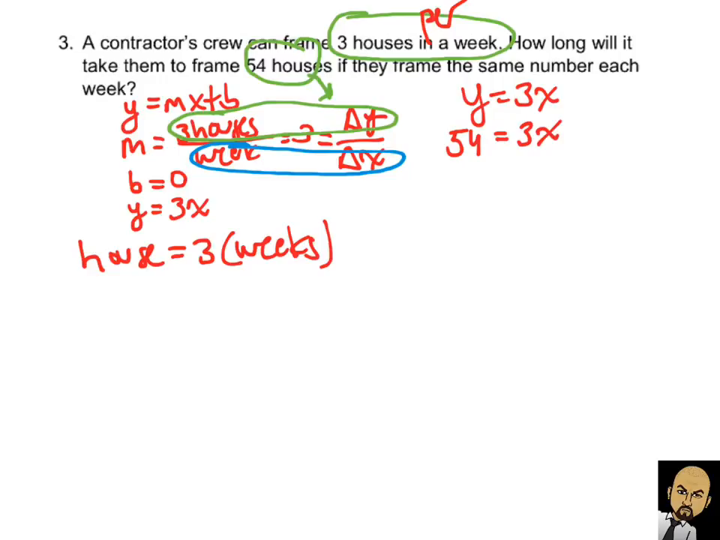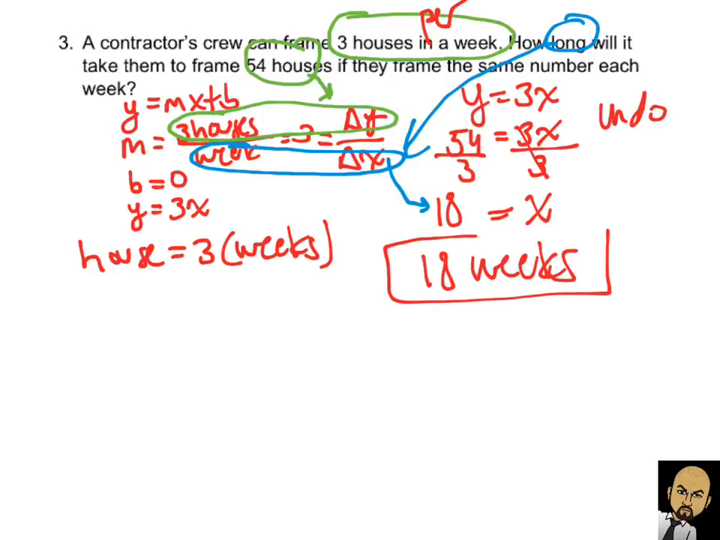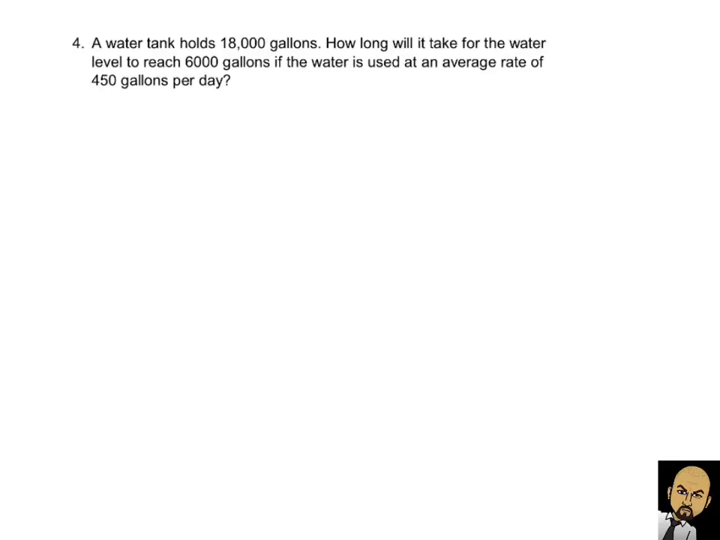We need to undo multiplying by 3. And how do you undo multiplying by 3? You're going to divide both sides by 3, both sides of your equation. So 3x divided by 3 is x, and 54 divided by 3 is 18. And because that is equal to x, the unit that goes with the x, our independent variable, is weeks. So the correct answer is 18 weeks. It takes 18 weeks for them to frame 54 houses.